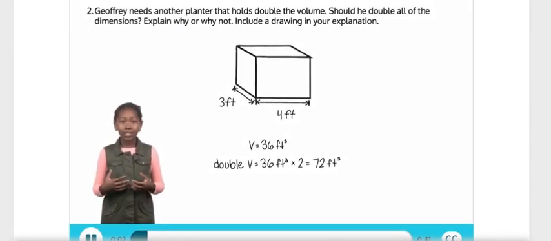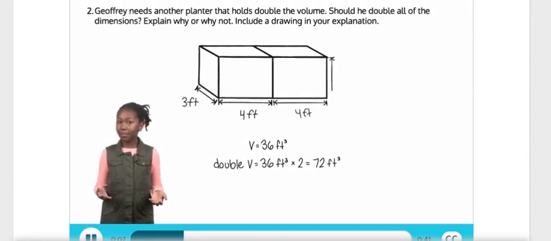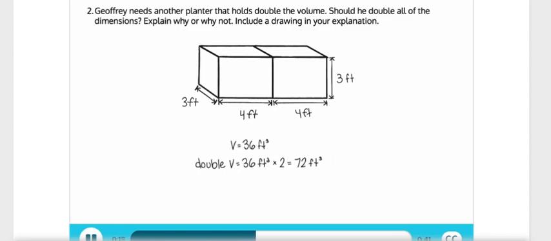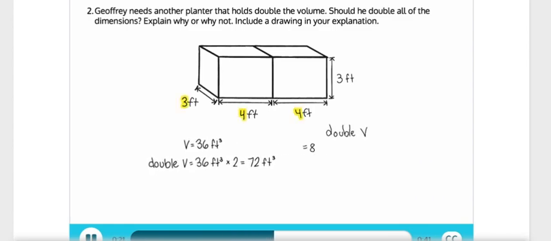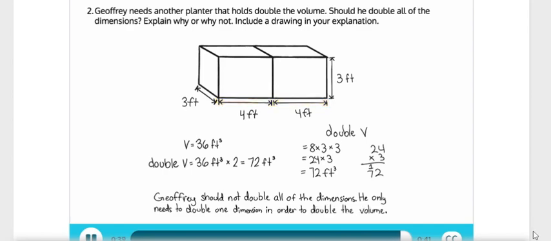We know Jeffrey wants to double the volume, so I drew 2 of the prisms next to each other to represent 2 times the volume. And I realized that I only doubled 1, not all 3 of the dimensions to get double the value. I checked my work by multiplying the new dimensions. 8 times 3 times 3 equals 72 cubic feet. So my answer checked out. Jeffrey should not double all the dimensions. He only needs to double 1 dimension in order to double the volume.